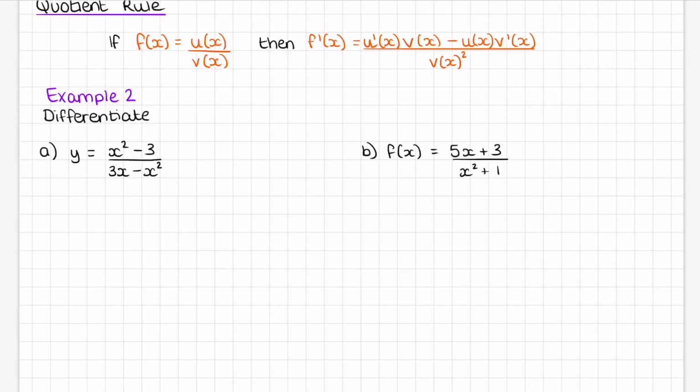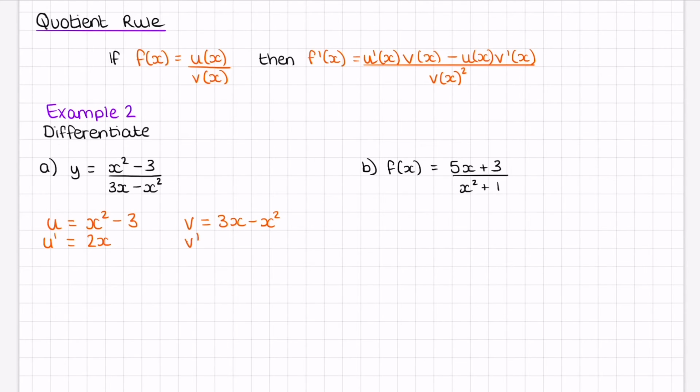So this first one, we've got y equals x squared minus 3 over 3x minus x squared. So our u is always our numerator, which will be x squared minus 3. Our v is our denominator, which will be 3x minus x squared. Find the derivative of each of these, so the derivative of u will be 2x. The derivative of v will be 3 minus 2x. And then we just use the rule.